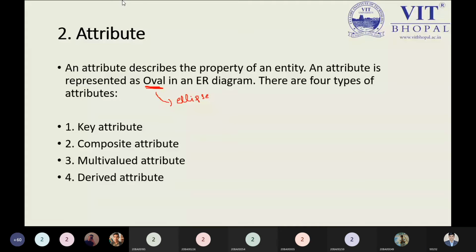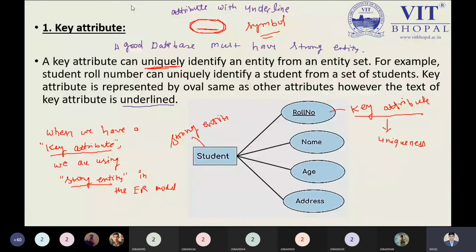Now, key attribute. Is it clear to all right now? Is it clear to all right now? Yes, sir.